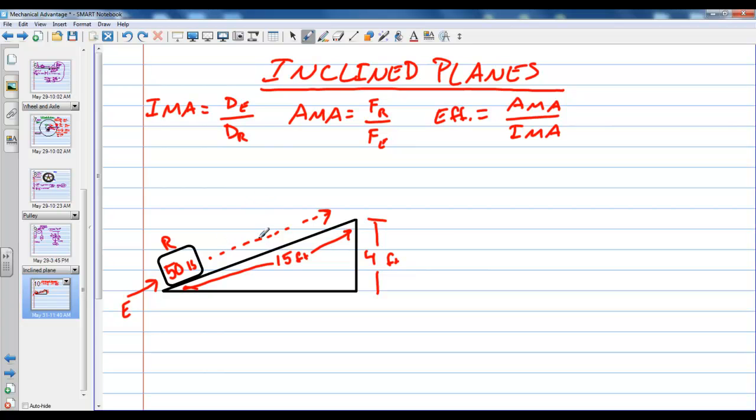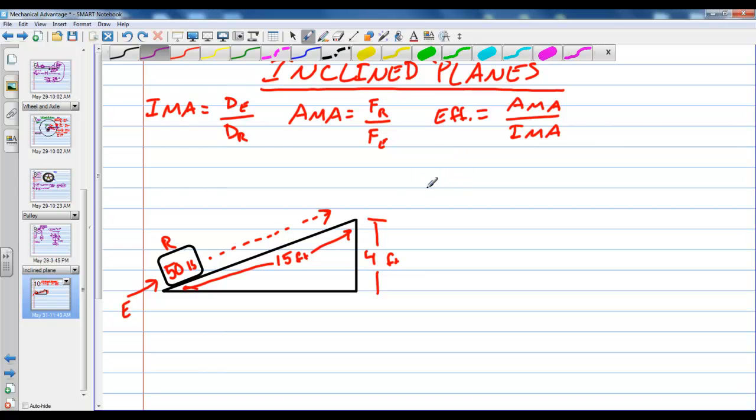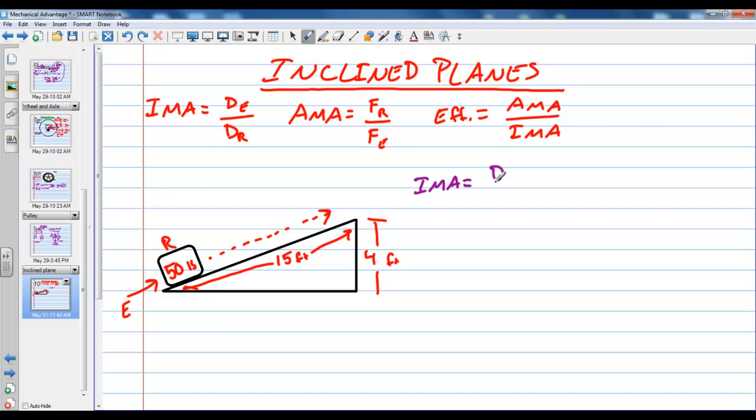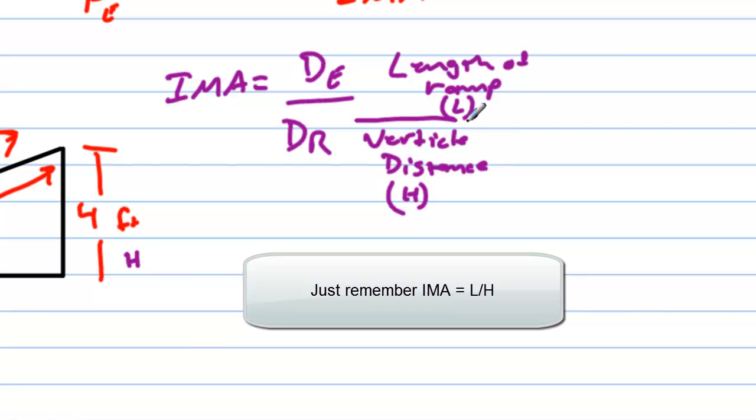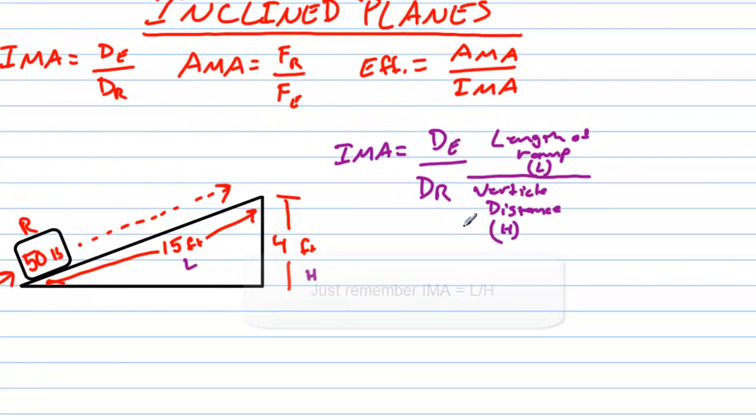Let's take a look at what we know. If we look at the IMA, we have the distance of the effort over the distance of the resistance. The distance the resistance travels is a vertical distance, or H. The distance that the effort travels is the length of this ramp, so this is going to be L, the length of ramp. Make sure that you have these correct, because those are the numbers you're going to use.